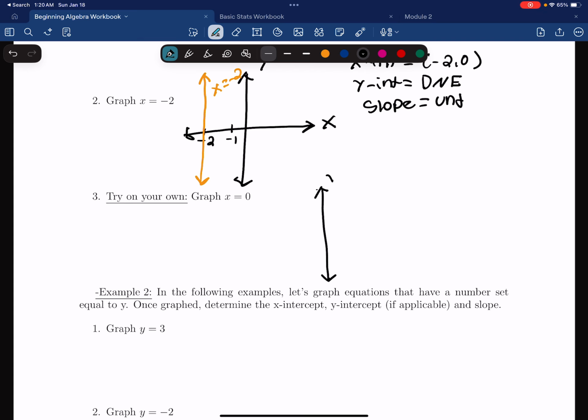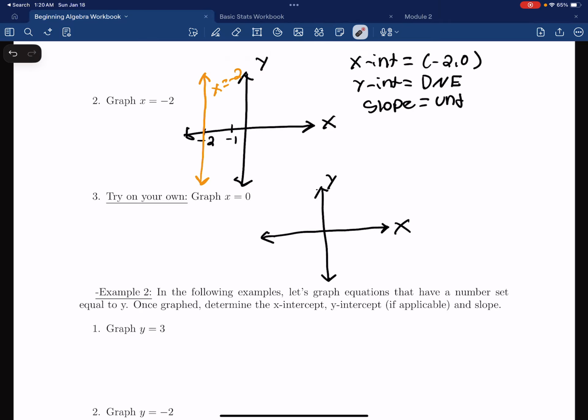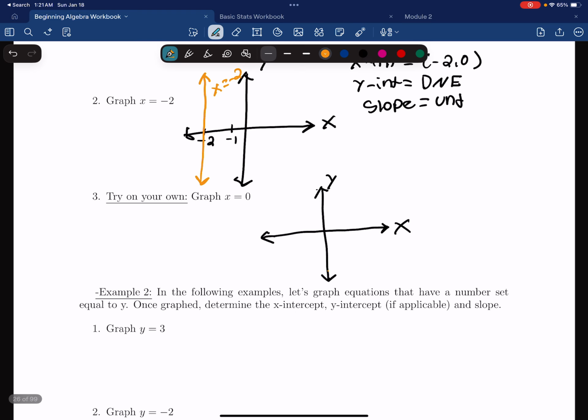So we have our y-axis here, then we're going to have our x-axis here. Recall, whenever we have a number set equal to x, we have a vertical line. But this is specifically when x is 0. On this x-axis, x is 0 right here at the origin. So what that means is the line x equals 0 is a vertical line right on top of the y-axis, like this. So this is the equation x equals 0.